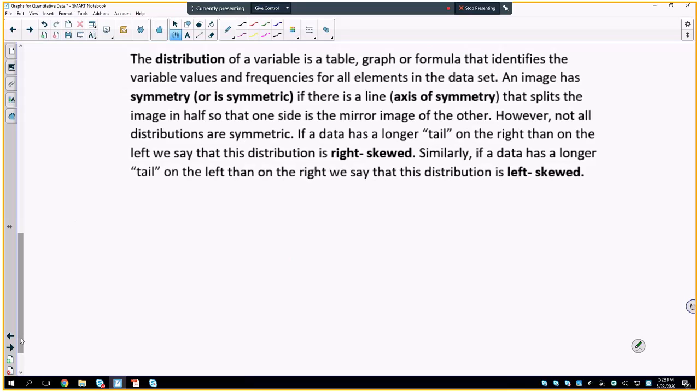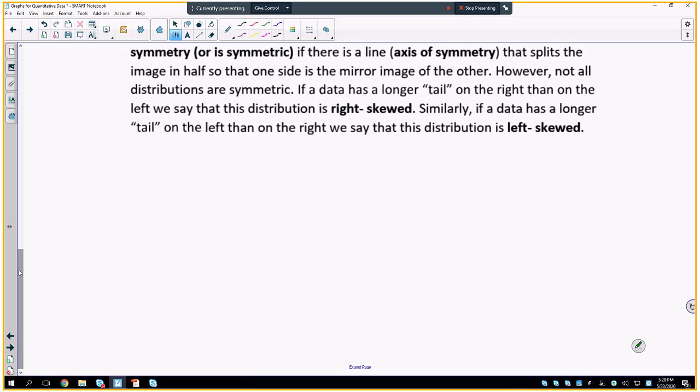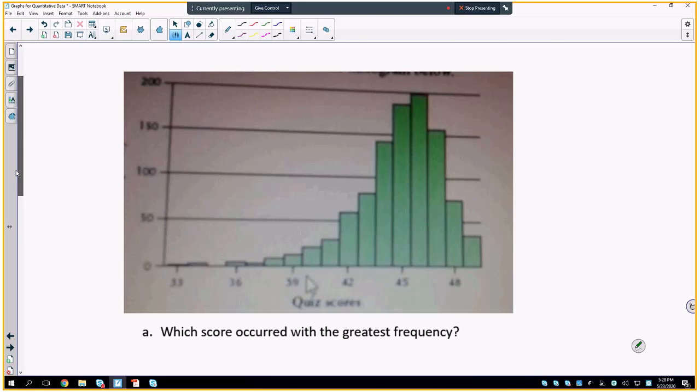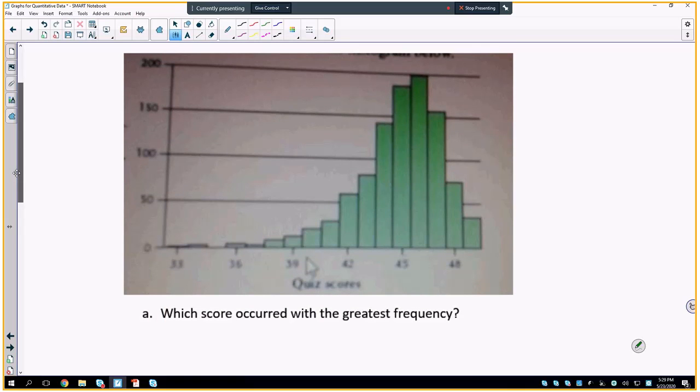So if the tail on the right is longer and most of the data is on the left, we say the distribution is right skewed. Similarly, if the tail on the left is longer, we'll say the distribution is left skewed. So let's look at a picture so it's clear what we mean by the tail. So here's a distribution, and it looks like we're seeing quiz scores.